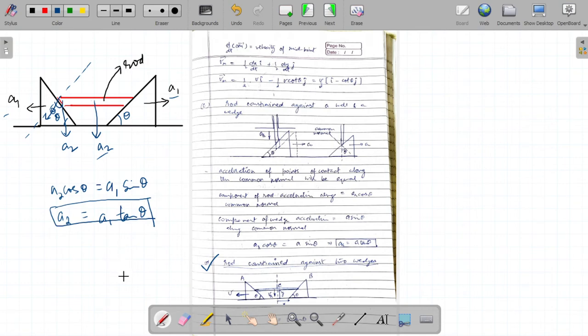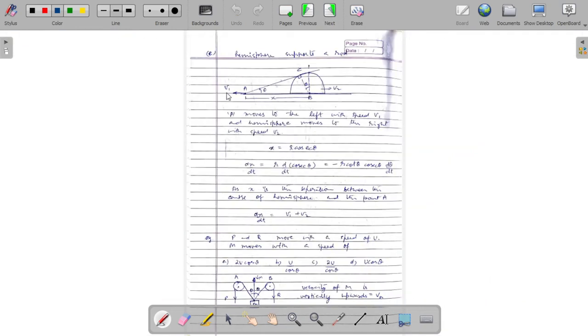Next, we'll be looking at an interesting idea of a rod kept on a hemisphere. So, what if a rod is kept on a hemisphere and now we want to determine the constraint relation? So, you have a rod and we have a hemisphere like this. This is a very interesting one actually.